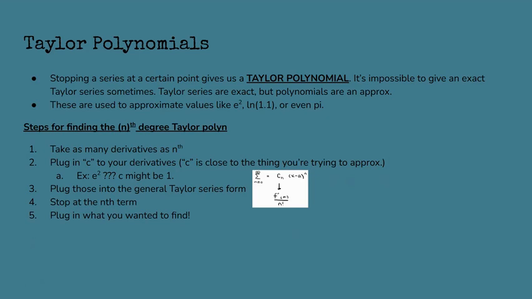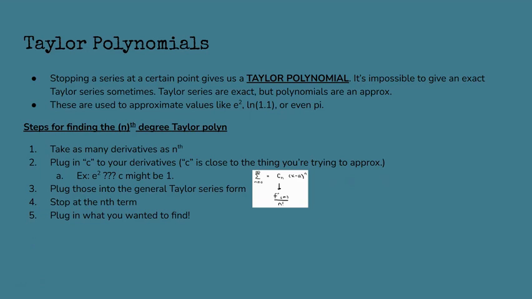So honestly, it's pretty much easier than finding a Taylor series. Like I said, it's just impossible sometimes to actually find a Taylor series. That's just the real world. For some of them, the patterns are just not easy to find in the derivatives. So we can use this to approximate values, like for example e squared, ln of 1.1, or even pi. Now, obviously, for e squared you could actually just find the Taylor series, because the e to the x one is really easy, but other times you just can't. So what are the steps for finding the nth degree Taylor polynomial?